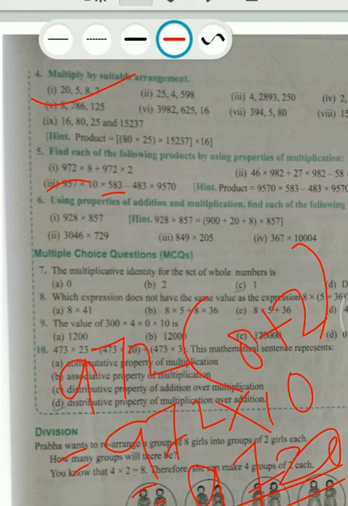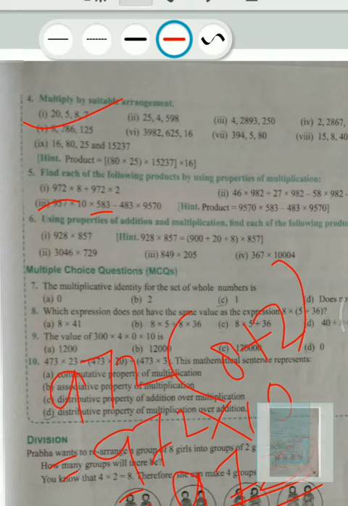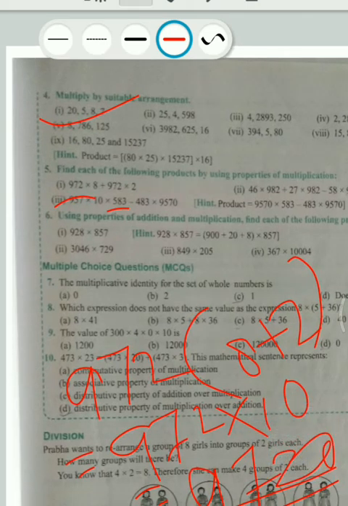Now question number 6. Using properties of addition and multiplication, find each of the following products. Students, here you just invest your mind a little bit, because some tricky point is there. If you catch that one, then you can do it easily. A and B are already given, and you need to convert A into B plus C.